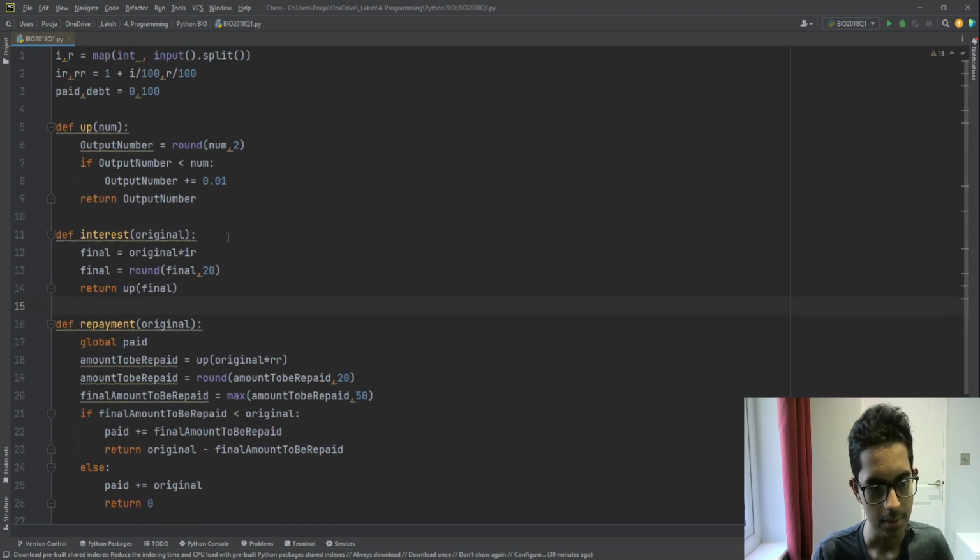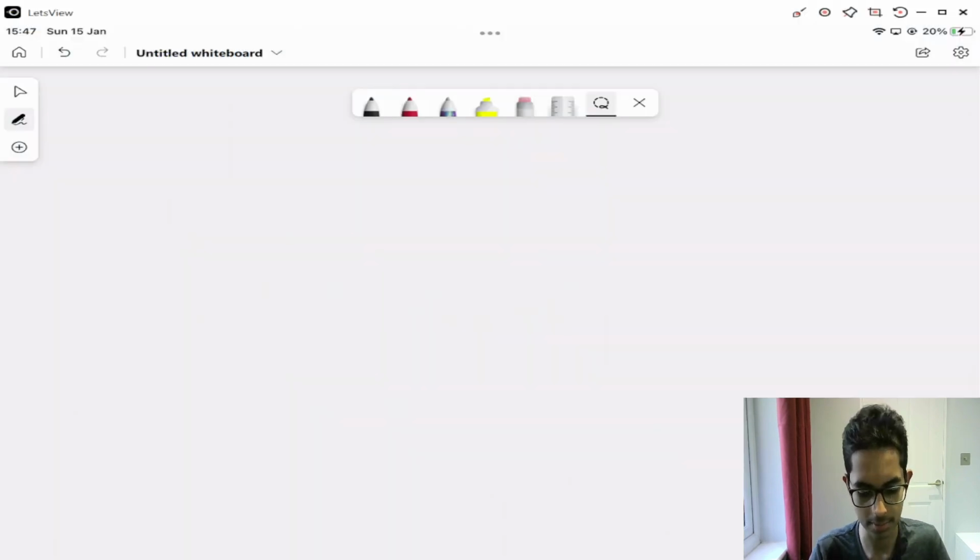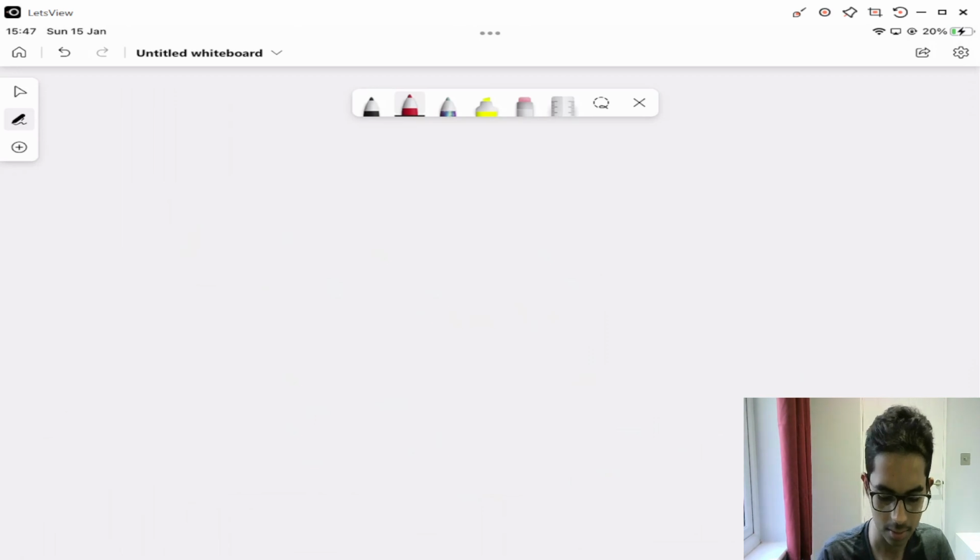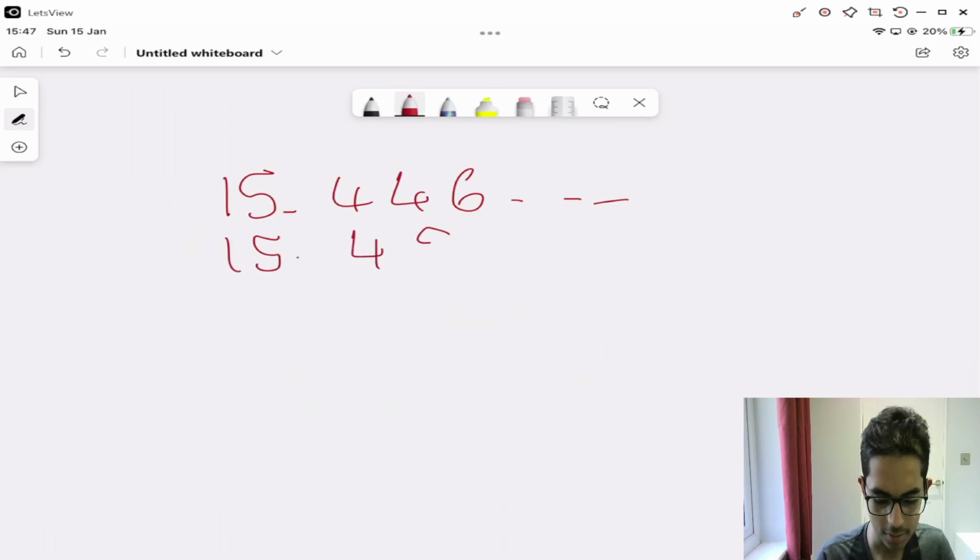Now, there's one complication inside this question, and we'll quickly go to the whiteboard to illustrate it. Pretty much, as I've stated, the question states that you need to round up debt to 2 decimal places. However, if you have something like 15.446, then a few more decimal places, let's say, we need to round this up to 15.45, which would be fine. And also let's say this were 15.42, we would also need to round this up to 15.45, which is fine. We can make a function for that.